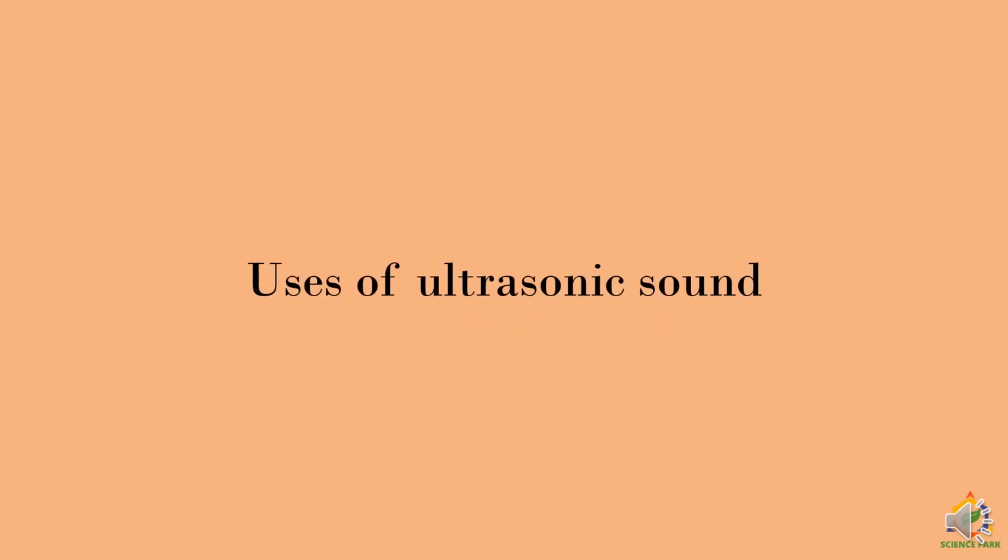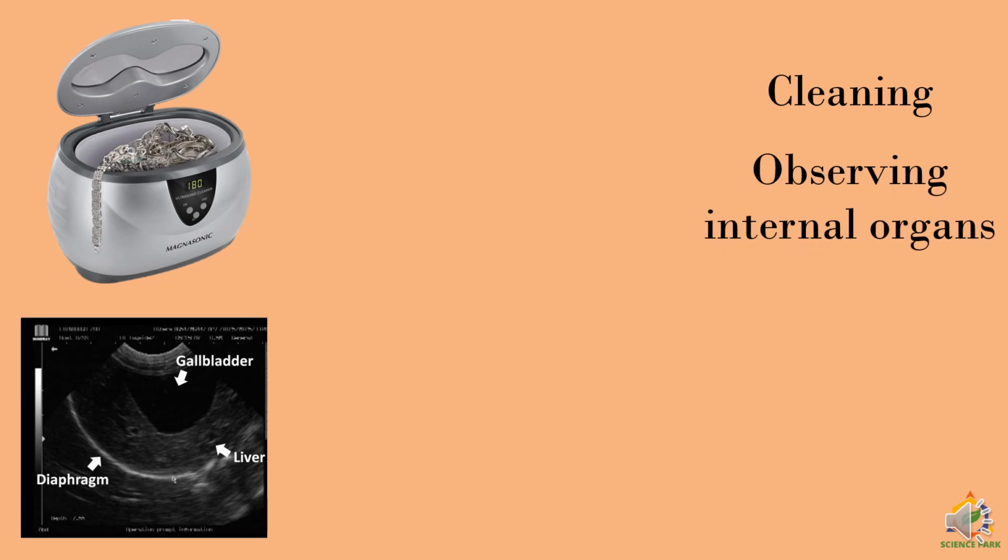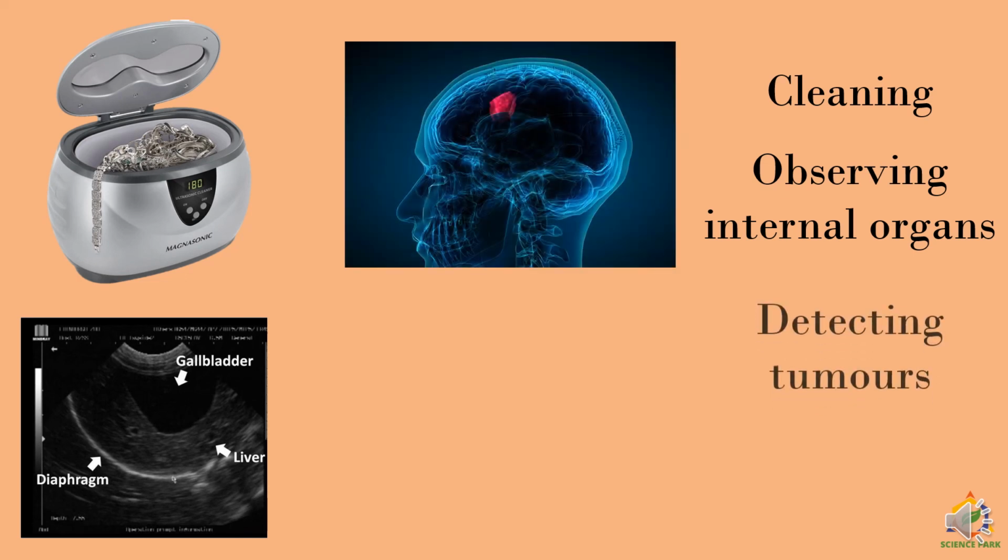Right. So now we will see what the uses of ultrasonic sound are, where it is being applied. It is used for delicate cleaning of ornaments. An instrument called an ultrasonicator is used. Then we can observe our internal organs with the help of ultrasonic sound, which is also called ultrasound.